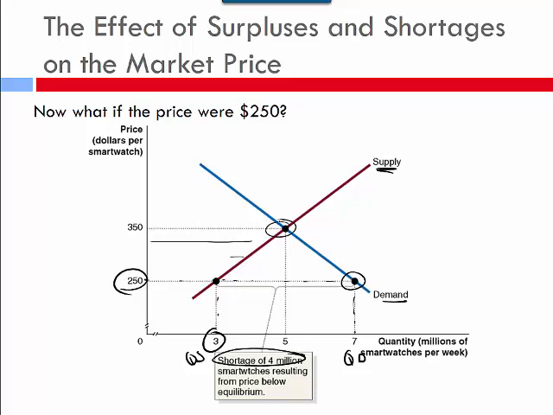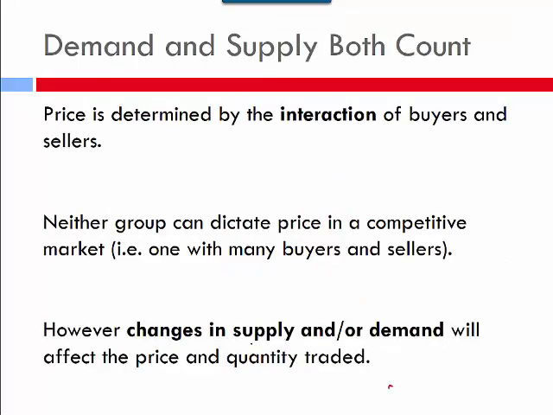So if the price is below equilibrium, you're going to have a shortage. If the price is above equilibrium, you're going to have a surplus, and firms will adjust the prices until the shortage or the surplus is gone, and so it will naturally find its way back to that equilibrium point. And an important thing to remember is that supply and demand both count equally important.